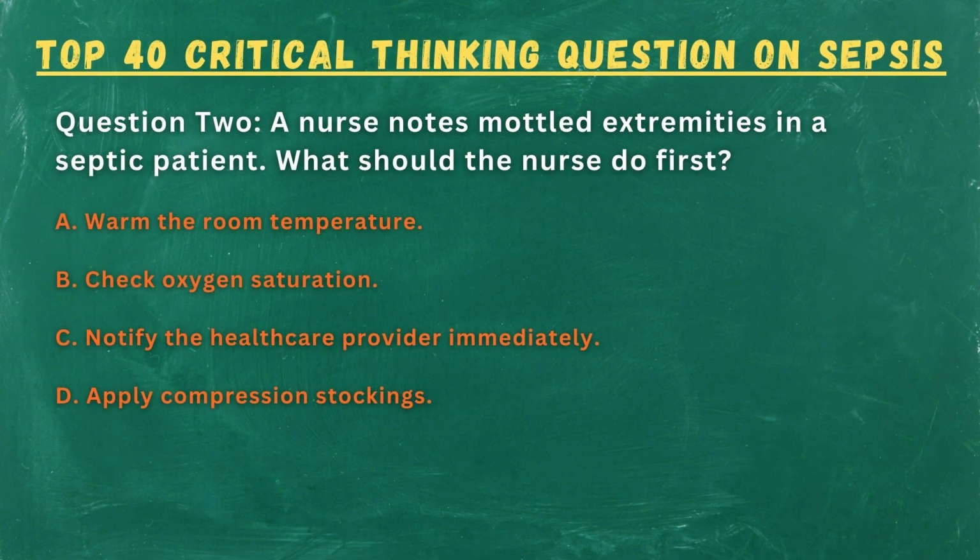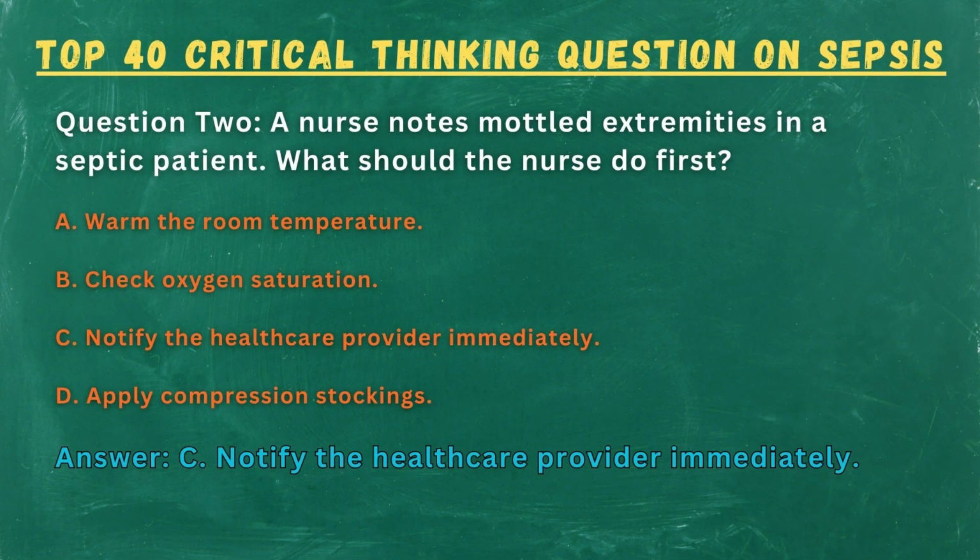Question 2. A nurse notes mottled extremities in a septic patient. What should the nurse do first? A. Warm the room temperature. B. Check oxygen saturation. C. Notify the healthcare provider immediately. D. Apply compression stockings. Answer. C. Notify the healthcare provider immediately.